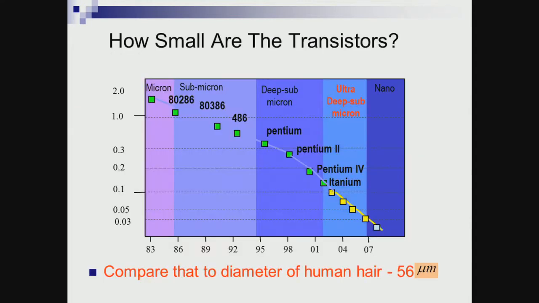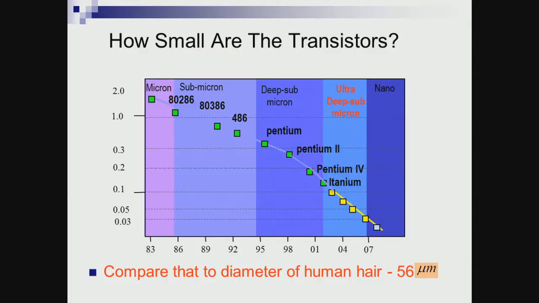Now, how small are the transistors? We have seen, until 2007, sub 0.03 micron. You may know that the diameter of a well maintained human hair is 56 micrometer. Now you see something that is 0.03 micrometer. So that is the size of transistor today.